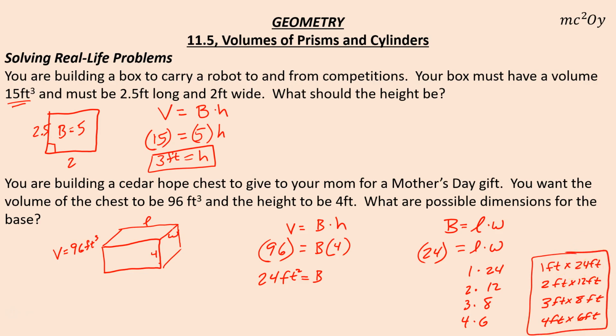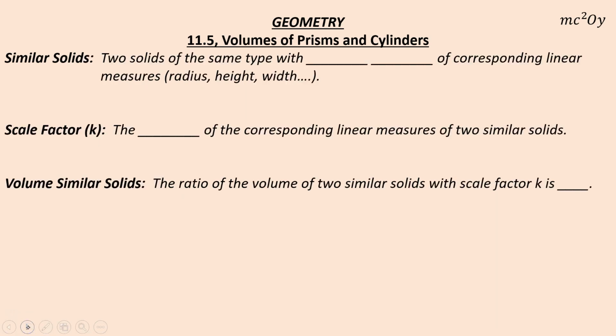Now, some would be more realistic, maybe like a 4 by 6. 1 by 24, maybe you're keeping fishing poles or something in it. So, all right. Let's go ahead and move on here.